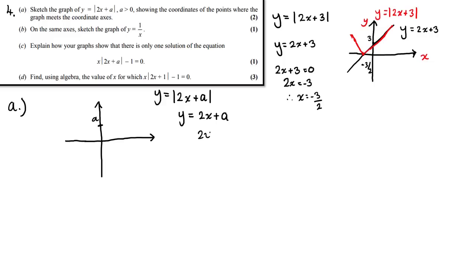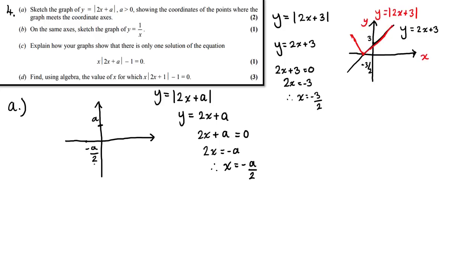And in terms of the x-axis, this is when y equals 0. So we get 2x plus a equals 0. Solving for x, we get 2x equals minus a, and therefore x is equal to minus a over 2, or minus a half. Okay, so it's going to cut through, say, here at minus a over 2.